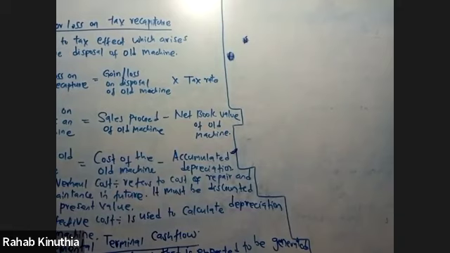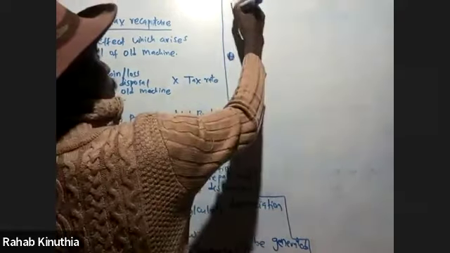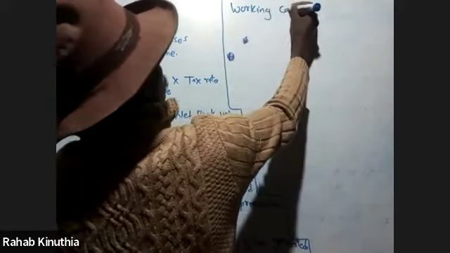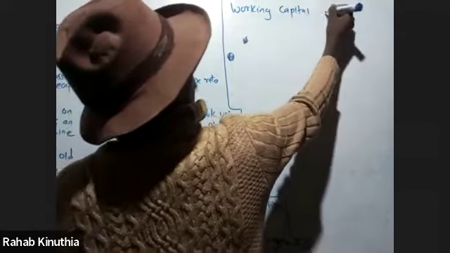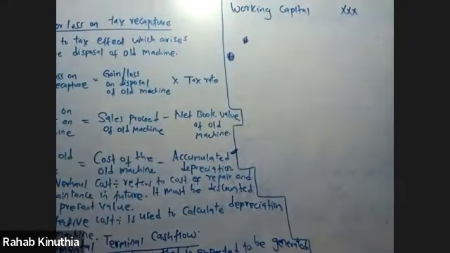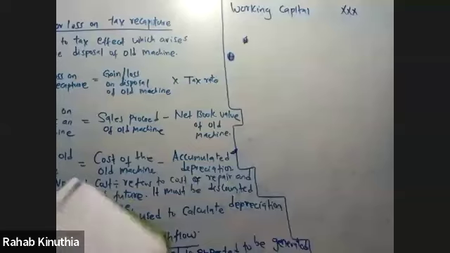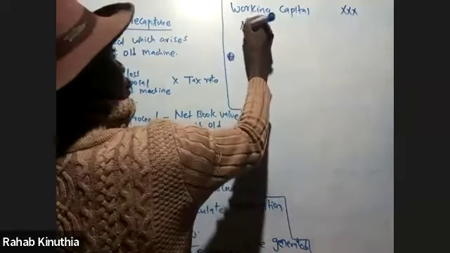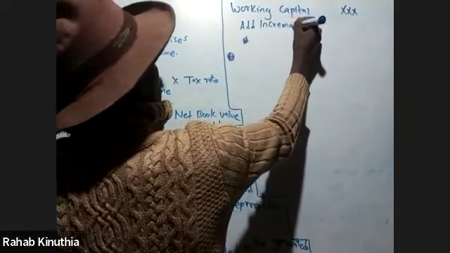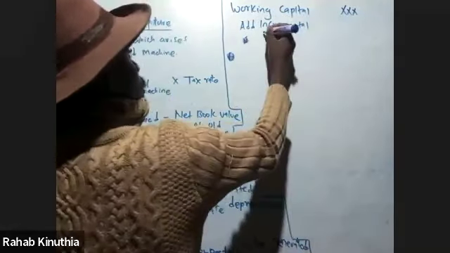So how do you compute the incremental terminal cash flow? We start with working capital. This is how we compute incremental terminal cash flow. So we start with the working capital. Then we add incremental salvage value.